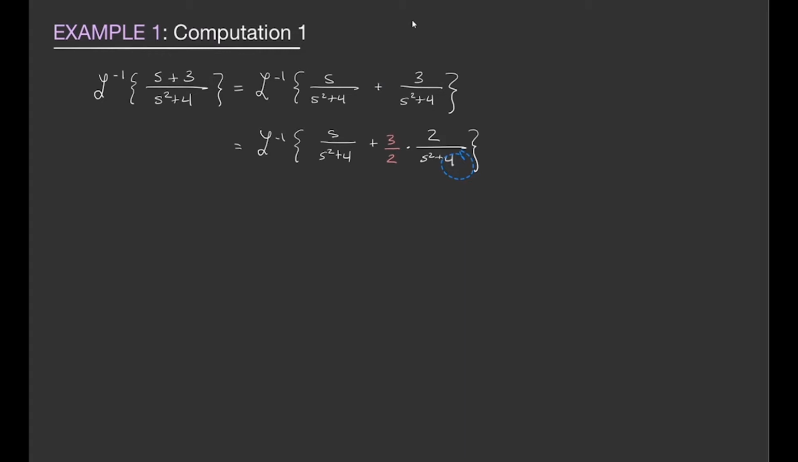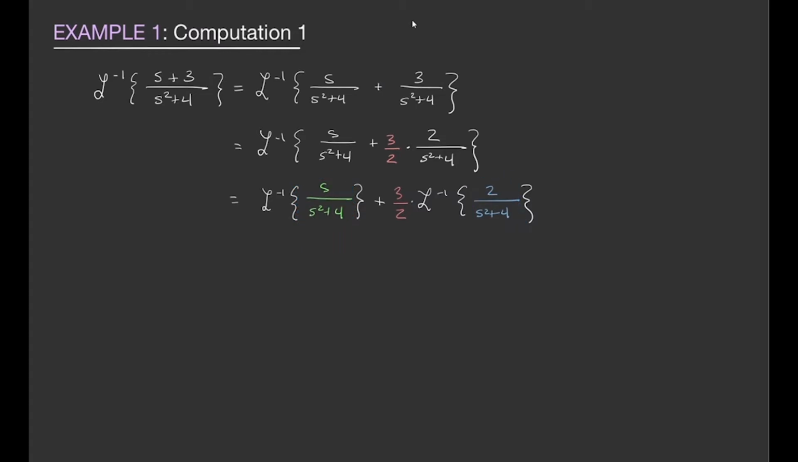That'll come up in a moment, but let's continue where now we use linearity. By linearity, we split across the addition. Notice we went from 1 instance of the inverse Laplace to 2 instances of it. We also then factored out the 3 halves. Now I've colored these green for s over s squared plus 4 and blue for 2 over s squared plus 4.